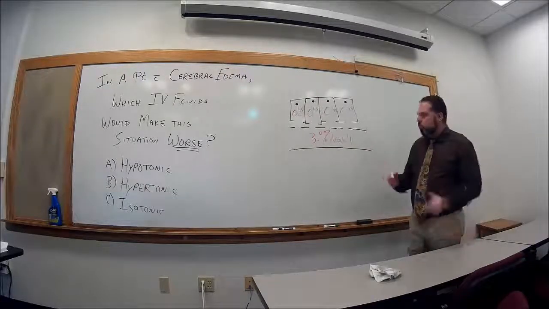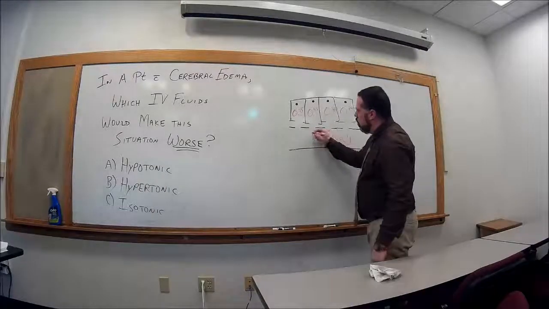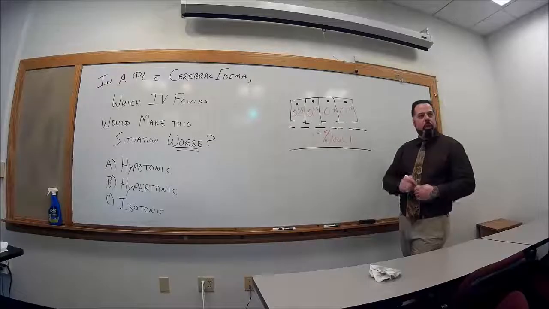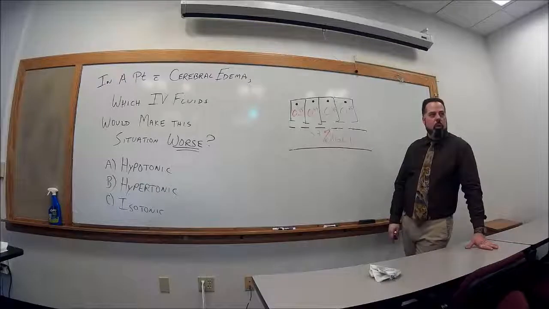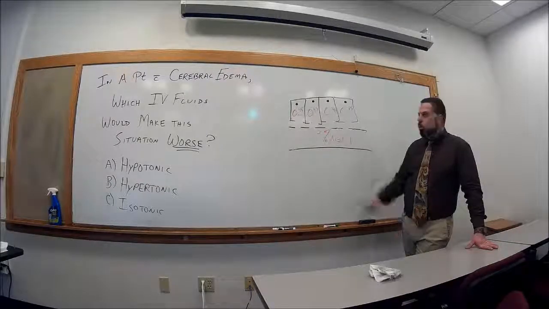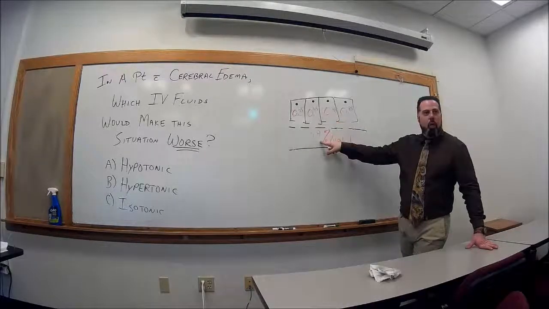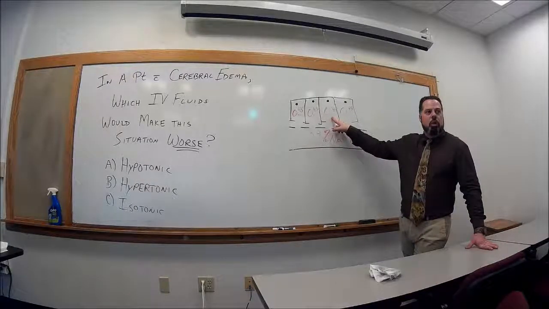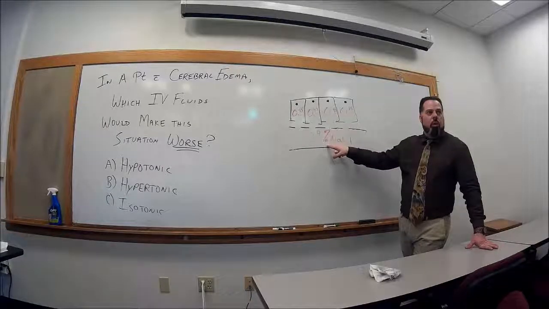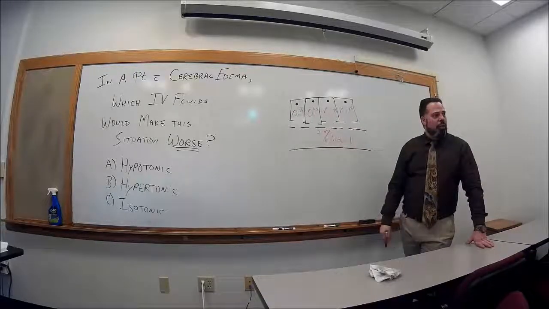Right? Well, what if I gave 0.9%, something that should be isotonic? Where's the fluid want to go? Into the bloodstream or out of the bloodstream? Where does water want to go? When this is 0.45 and this is 0.9, where's it more concentrated? In the bloodstream or in the cells? In the bloodstream. So where does the water want to go? Into the bloodstream. So putting in 0.9% will also make it somewhat better. See?